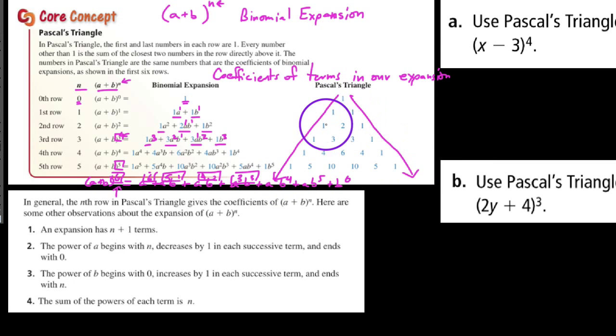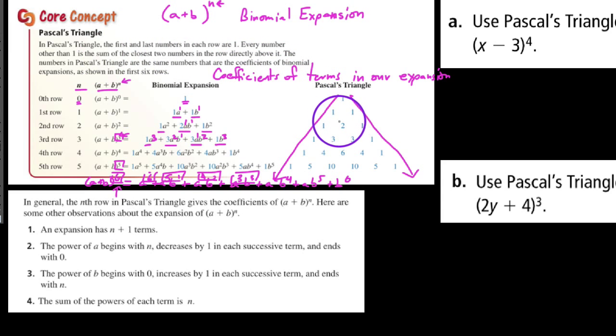And Pascal's triangle, the way it works is this. We say that it has 1s on the outside diagonal. So in Pascal's triangle, the first and last numbers on each row are 1. We say every number other than 1 is the sum of the closest 2 numbers in the row directly above it.